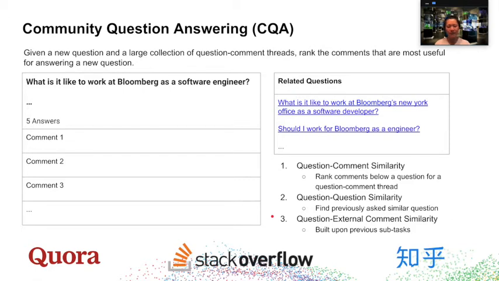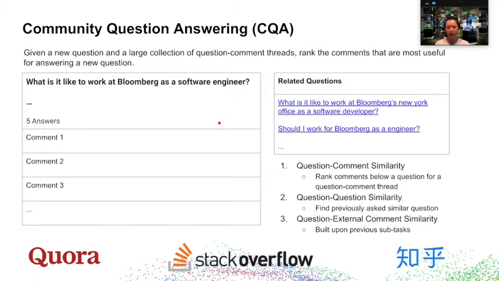And the third subtask is question external comment similarity, which is the ultimate goal of the CQA task. Because if you can do the question similarity really well, and then you use the question comment similarity to find the most similar comment as an answer to this question, and to see if that comment can be used as an answer to the new question asked.